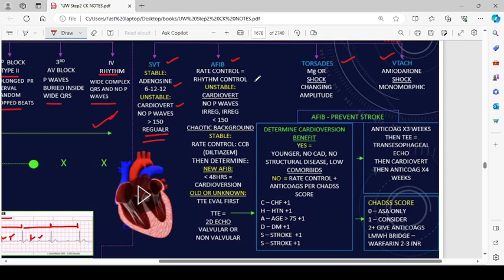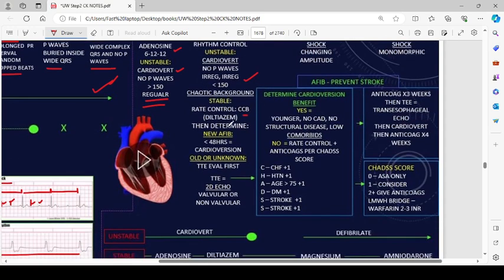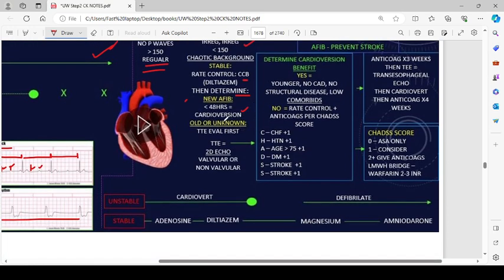If there are no P waves or irregular and less than 150 beats per minute, the chaotic background. In chaotic background, if the person is stable, rate control with calcium channel blockers like diltiazem, then determine if there is new atrial fibrillation less than 48 hours, do the cardioversion. Old or unknown, transthoracic echocardiogram evaluation first. Transthoracic echocardiogram, 2D echo, valvular or non-valvular. So there is CHADS. Now what is that?